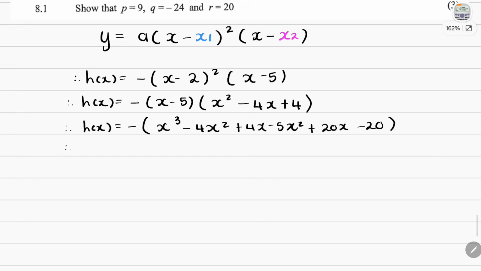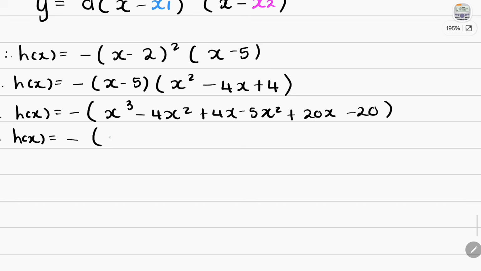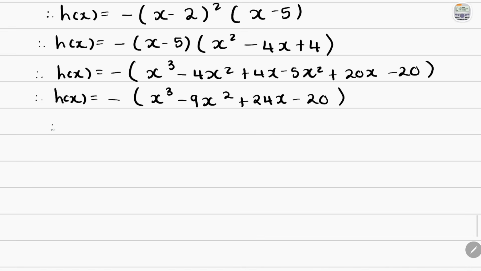It's best to just simplify what is in the bracket first, just so that you don't make mistakes. So this is x to the power of 3. And then we have these two, they're like terms, so they become negative 9x to the power of 2. And then these ones are like terms. They will just become positive 24x, and then lastly, the constant negative 20. And now finally, multiply the negative in. So finally, h of x is simply equal to negative x to the power of 3 plus 9x squared minus 24x, and then plus 20.